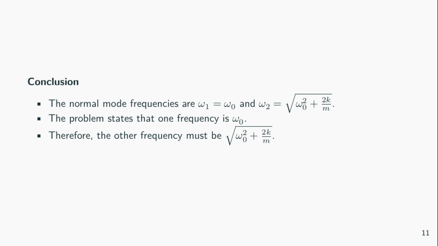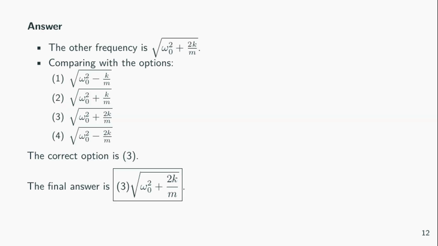The problem statement tells us that one frequency of molecular vibration is omega 0. Therefore, the other frequency must be the second one we found, which is the square root of omega 0 squared plus 2k over m. Let's look back at the options given in the problem and see which one matches our result.